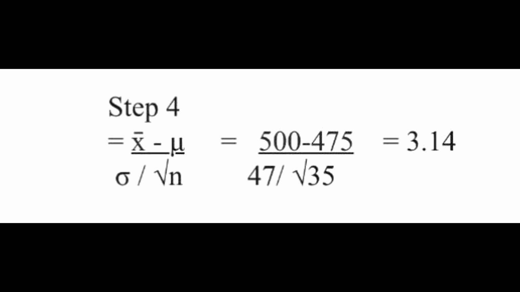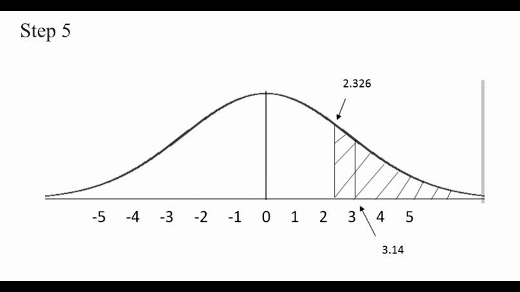Step 3. The value of 0.01 at the z-table from the one-tailed row following the 0.01 column would be 2.326. Step 4. Input the given data according to the formula, then compute. We then get 3.14.